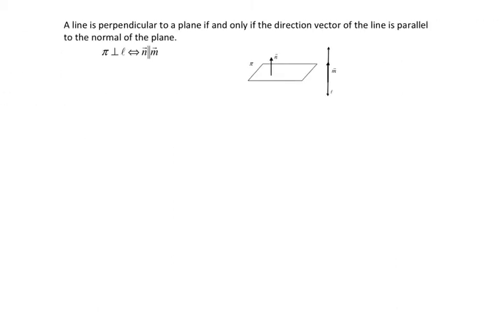If a line is perpendicular to a plane, then we'll find that the normal to the plane and the direction of the line are parallel to each other. So in that case, n would be a scalar multiple of m.